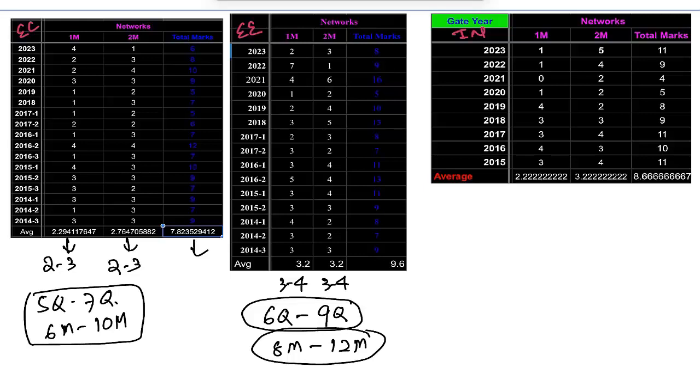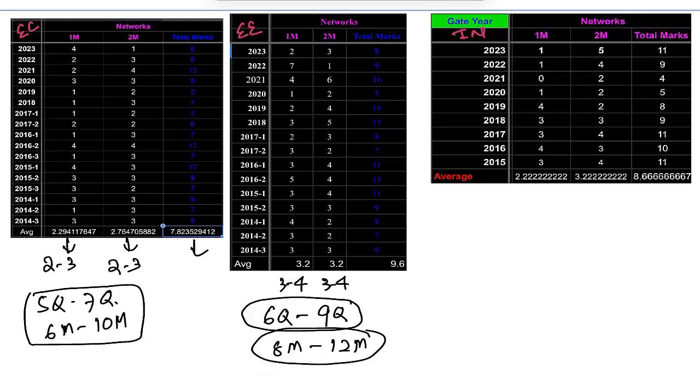And the lowest, if you check, I think 7 marks is the lowest. In 2017 set 2 you got 7 marks, and even in 2014 set 2 you again got 7 marks. So I have taken it as 8 marks. So in general, around 8 to 12 marks you get from the electrical branch.